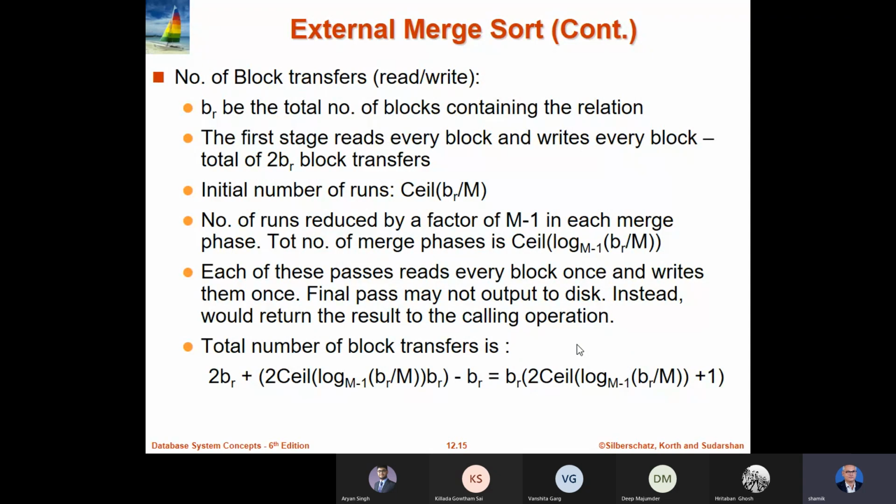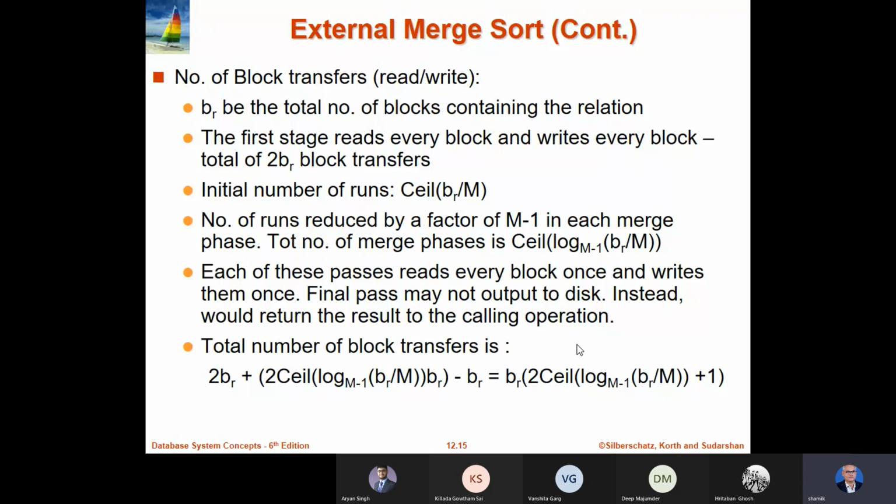So this is just a simple calculation, which is intuitive, of how many block transfers are taking place. So let BR be the total number of blocks containing the relation. The first stage reads every block and writes every block for creating the runs. So that will need 2 BR block transfers. And the initial number of runs will be what? It will be the ceiling of BR by M. Okay, so that will be the total number of such runs.